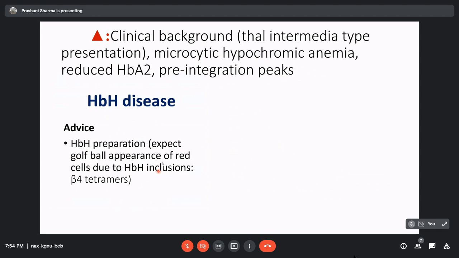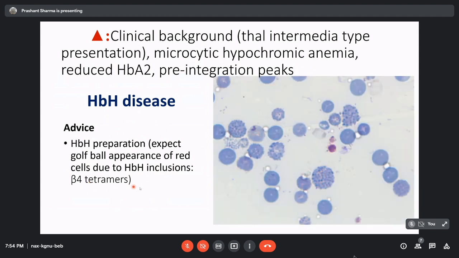So what happens? If 3 out of 4 alpha globin genes are deleted in HbH disease, then we're going to get beta-4 tetramers. And the beta-4 tetramers are going to precipitate every time they are exposed to a dye like brilliant cresyl blue, which is a mildly oxidizing dye. And you get these beautiful-looking golf ball-like RBCs. It's a supravital stain, so some reticulocytes are also showing up, this darker blue filamentous material.